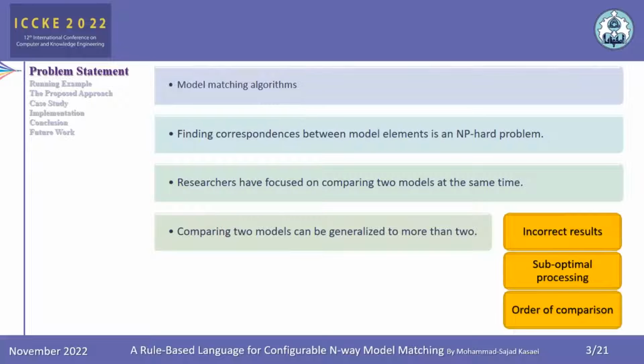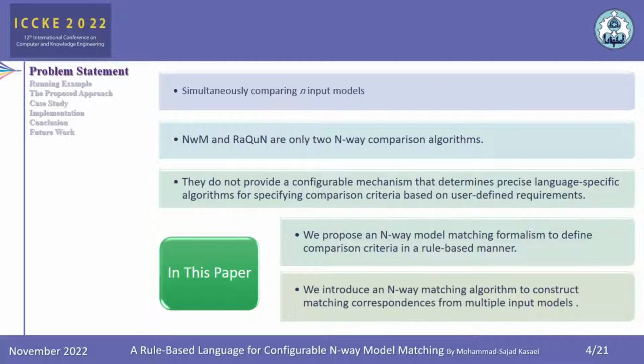Comparing two models can be generalized to more than two. However, using these algorithms for comparing multiple versions may introduce incorrect results. Moreover, the comparison may perform suboptimal processing, and the order of comparing input models influences the result. Simultaneously comparing n input models is a solution to cover these issues.